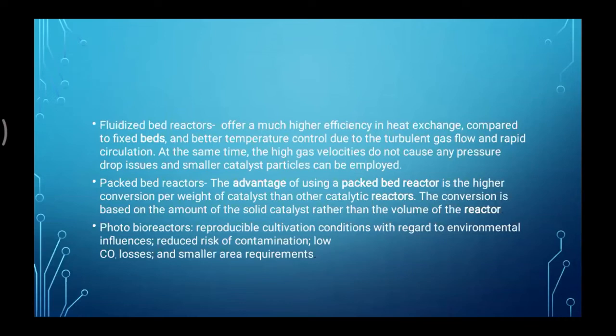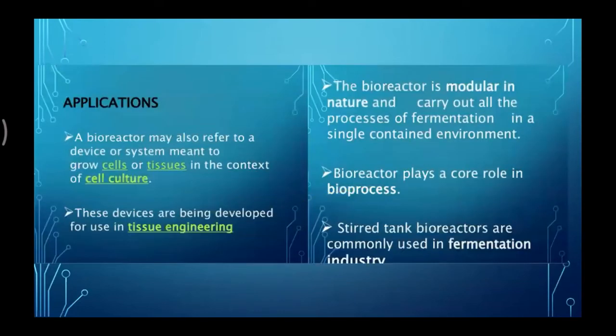Next, the photobioreactor. It reproduces the cultivation conditions with regard to environmental influences, with reduced risk of contamination, low CO2 losses and smaller area requirements. Coming to the applications of bioreactors, they are most important in industrial cases, pharmaceutical cases, and plant tissue culture units. It may also refer to a device or system to grow cells or tissues in the context of cell culture. So the bioreactor plays a core role in bioprocessing.